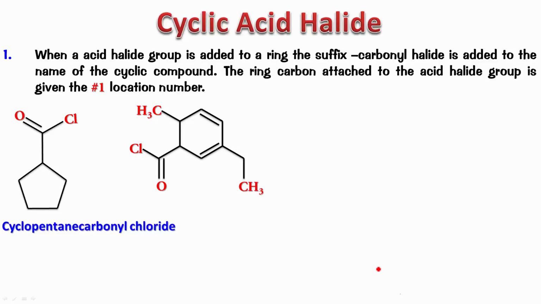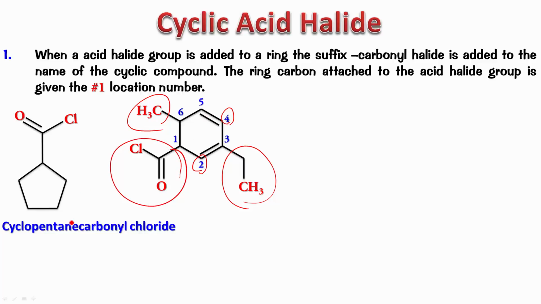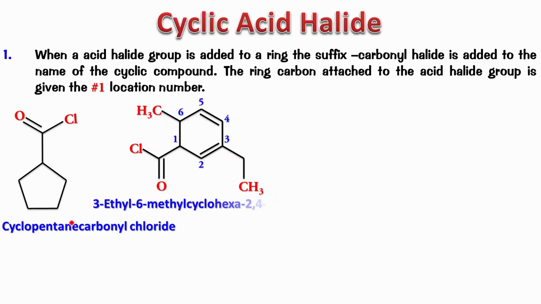So obviously here we got to do some numbering here. So this is number 1, this is number 2, this is number 3. So let's do the numbering. So the numbering goes like this: 1, 2, 3, 4, 5, and 6. So it's cyclohexa 2, 4. Of course, I'm sorry. You need to have the prefixes first. Yeah, it's 3-ethyl 6-methyl cyclohexa 2,4 diene carbonyl chloride. 3-ethyl 6-methyl cyclohexa 2,4 diene carbonyl chloride.